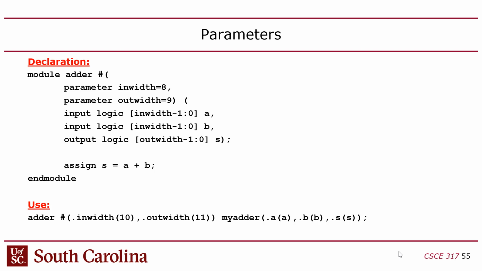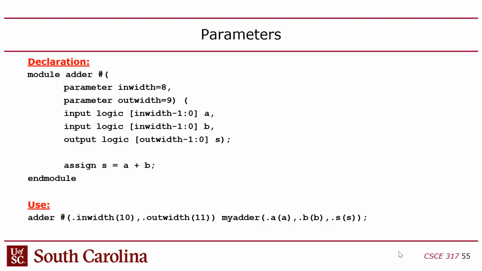Parameters are a way that you can customize a module when you instance it. So for example, let's say you have a module that's a RAM. You're going to want a generic RAM that you can then customize its depth and width, right? How many entries it is, and how many bits you can read or write in one cycle, right?